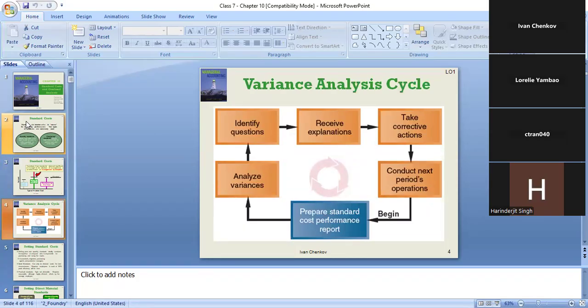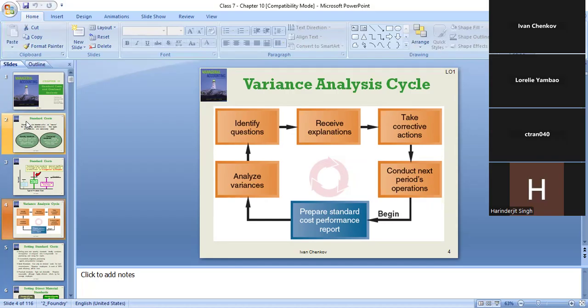How are we going to prepare those variance analyses? It's very simple. Everything starts with the report. You see the report. You're expecting something. You're seeing something else. Once you see it, you're going to start analyzing. Is there any variance? Currently, I'm here. I'm supposed to be here. Is there any variance? If there are variances, then you're going to identify questions.